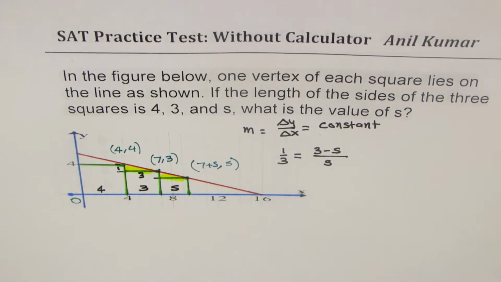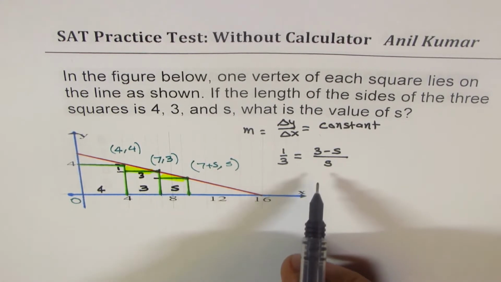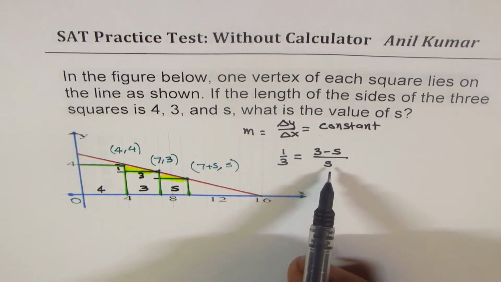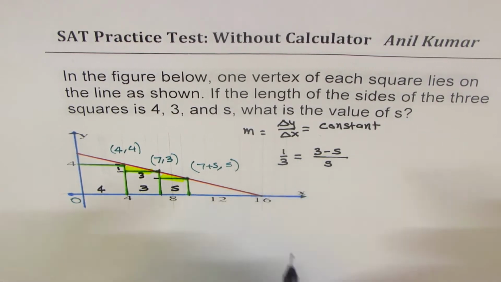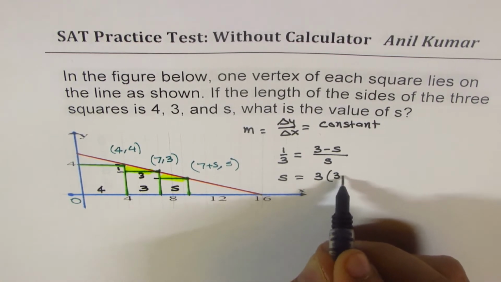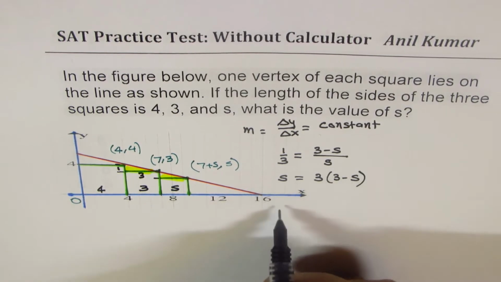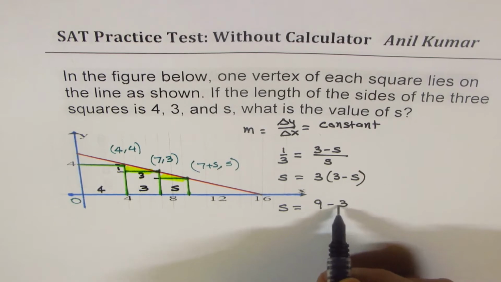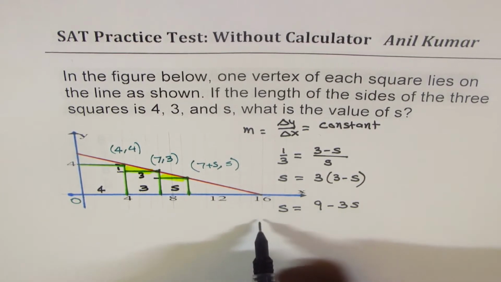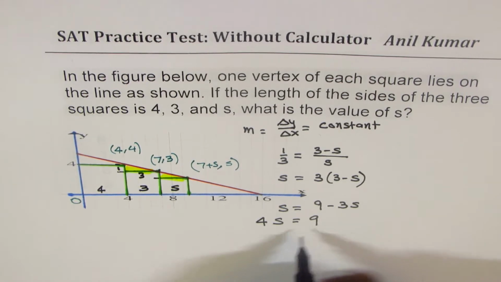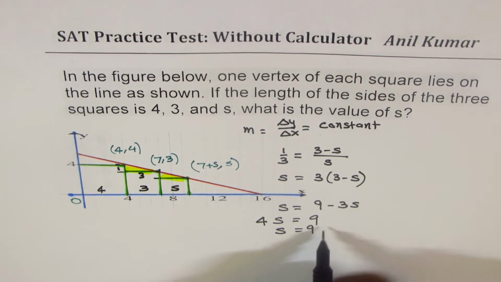Do you see how simple the equation becomes? Have a look at it. Spend time now so that you can save it later. Now it is simple to find the solution. Just cross multiply. So we get s equals to 3 times 3 minus s, right? So we have s equals to, open the bracket, 9 minus 3s. Bring them together. So we have 4s equals to 9. Now divide by 4. So we have s equals to 9 over 4.